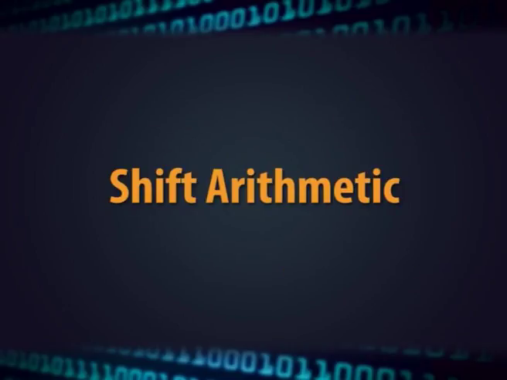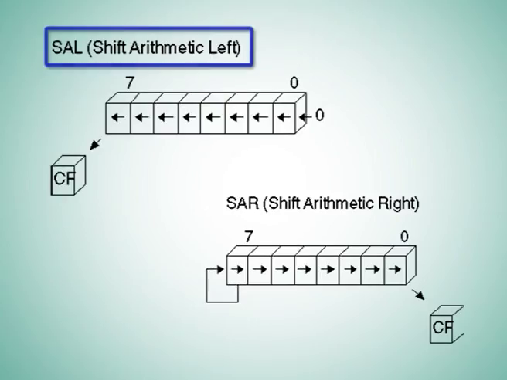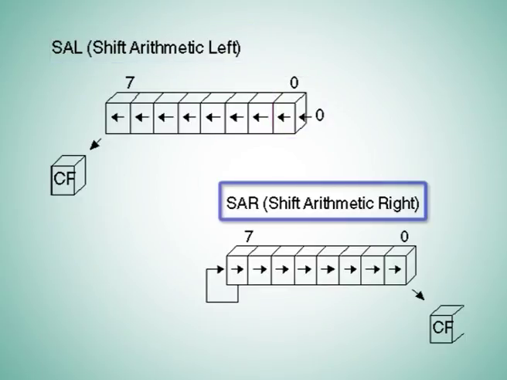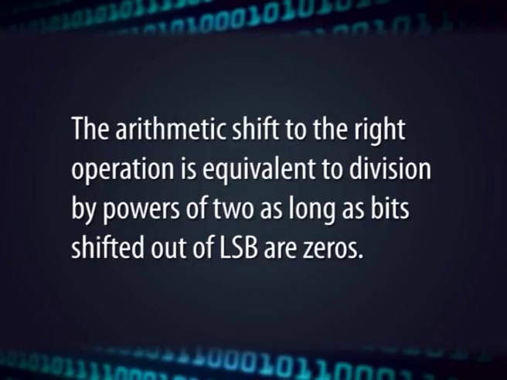Another type of shift is shift arithmetic. In the arithmetic shift to the left, the SAL operation, the vacated bits at the right of the operand are filled with zeros, whereas in the arithmetic shift to the right, the vacated bits on the left are filled with the value of the original most significant bit of the operand. Thus, in the arithmetic shift to the right, the original sign of the number is extended. This operation is equivalent to division by powers of 2 as long as the bits shifted out of the LSB are zeros.